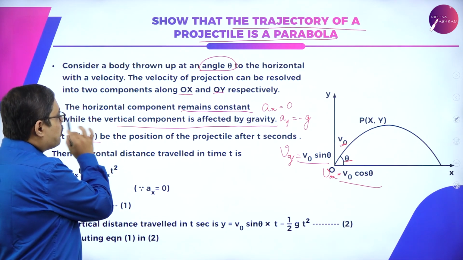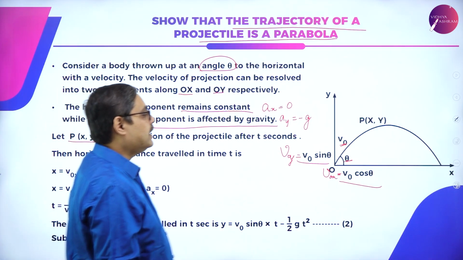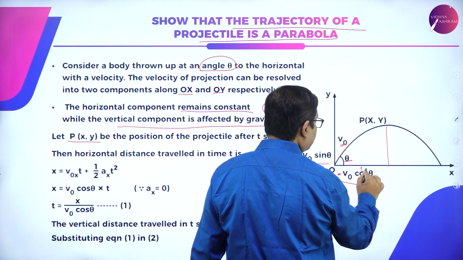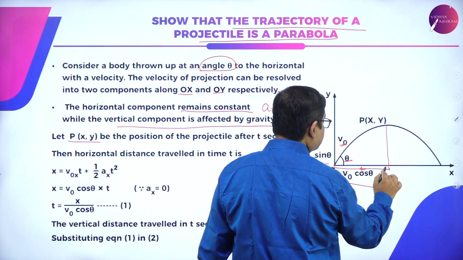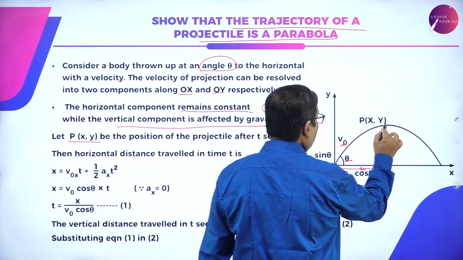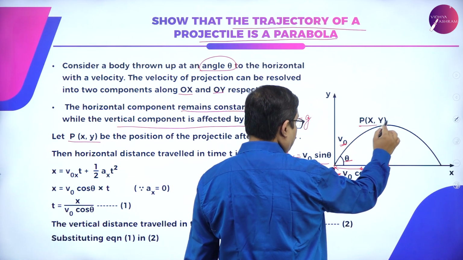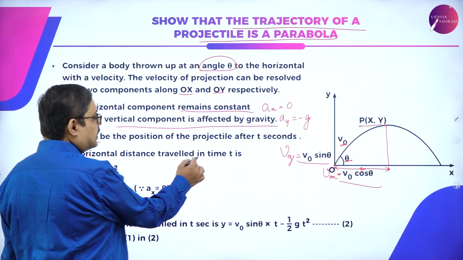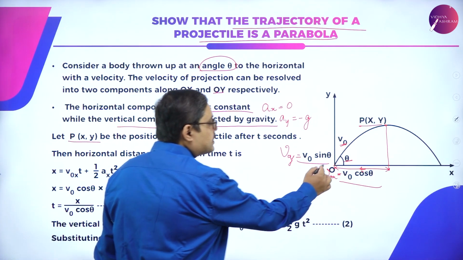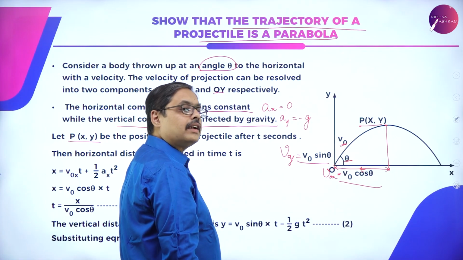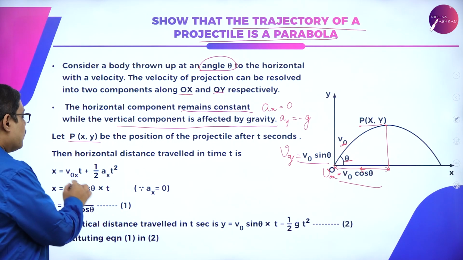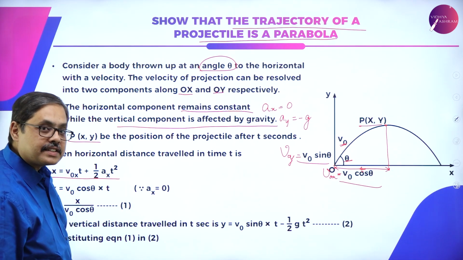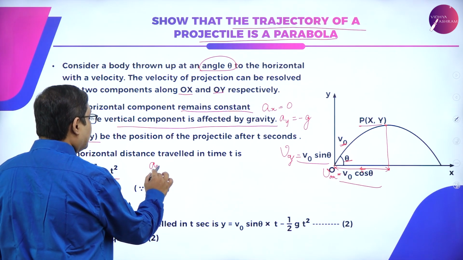Let P be the position of the projectile after t seconds. So after t seconds, let the projectile reach point P, whose coordinates are given by x comma y. This is the horizontal distance traveled in time t. Let us check what it is. We know that x is equal to v0x t plus half ax t square. We know that ax equals 0.